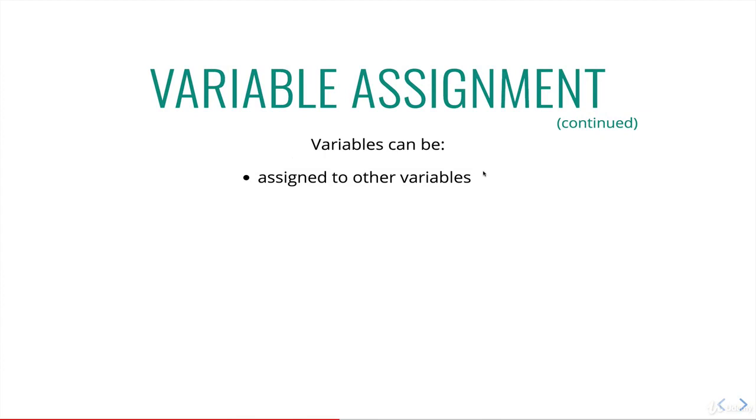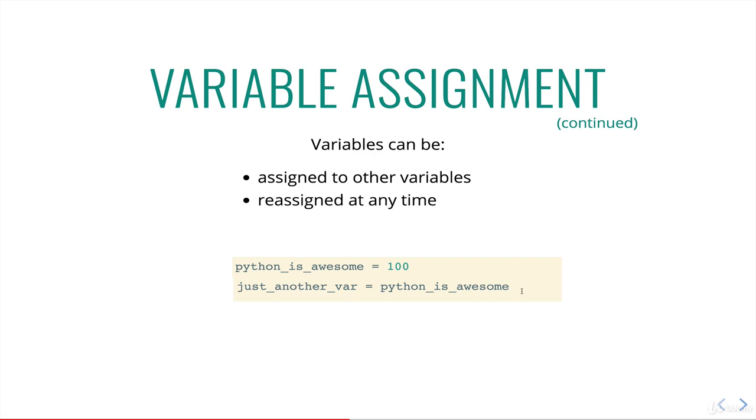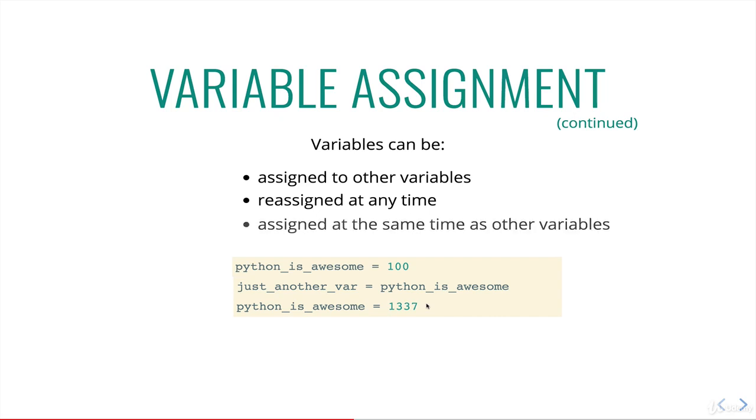So variables can be assigned to other variables. So here's an example. python_is_awesome = 100. And I could say just_another_variable = python_is_awesome. And so then at this point, just_another_variable is equal to 100. So variables can also be reassigned at any time. So I could change python_is_awesome to 1337. So it's no longer equal to 100. I've changed it to 1337.